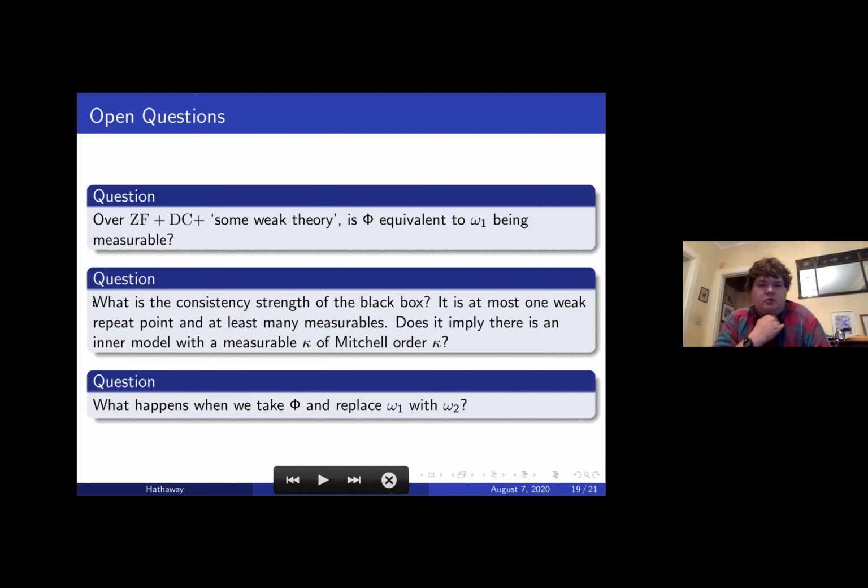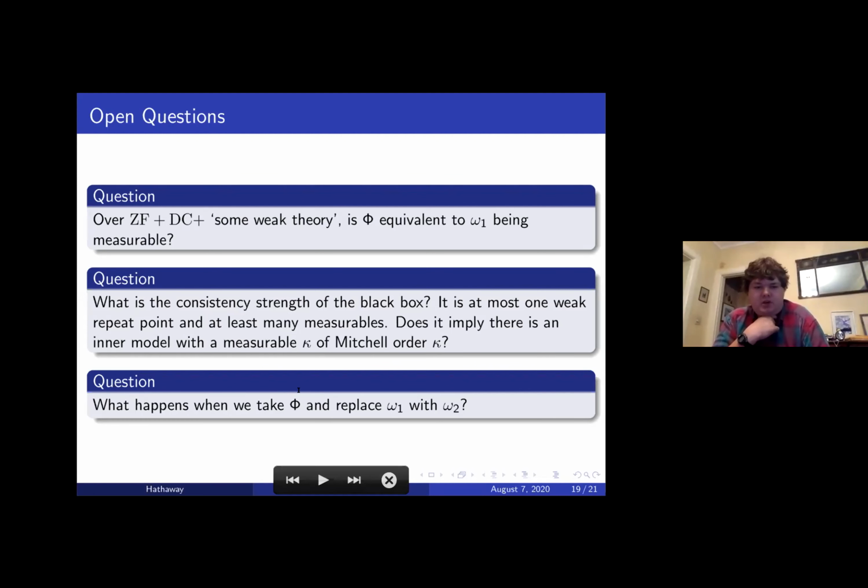My second question is, what is the consistency strength of the black box? So we know an upper bound for the black box is a weak repeat point. This is because the black box follows from phi plus the club filter is normal, and that follows from a weak repeat point. And we also know that the black box has these lower bounds of measurables of high Mitchell order, but we don't know if the black box implies there's an inner model with a measurable kappa of Mitchell order kappa. So that's the first large cardinal we don't know is a lower bound for this.